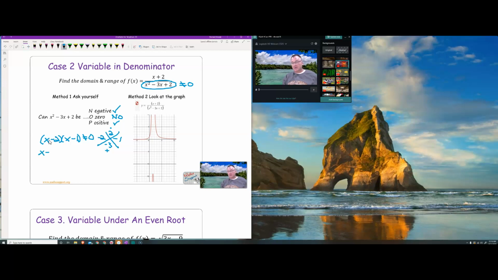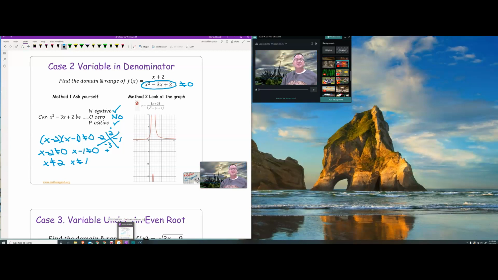So I want to know what, that can't be equal to 0, so that means x cannot be a 2. This factor can't be a 0, so that means x is not allowed to be a 1. It can be anything else, can't be a 2 or a 1.